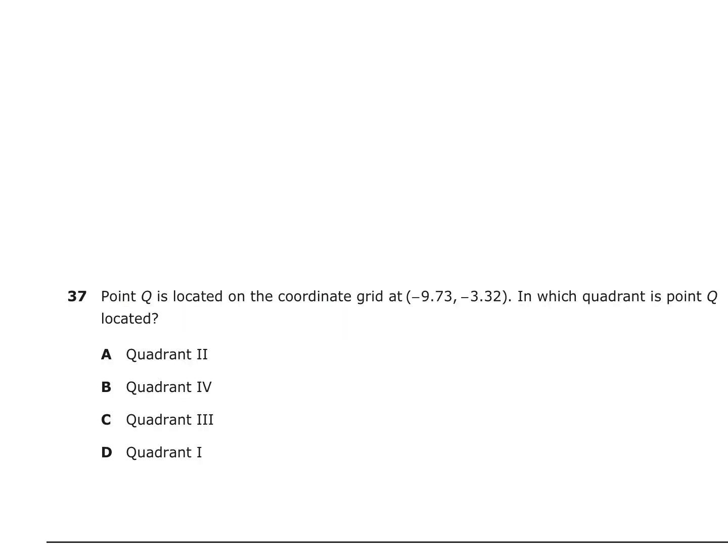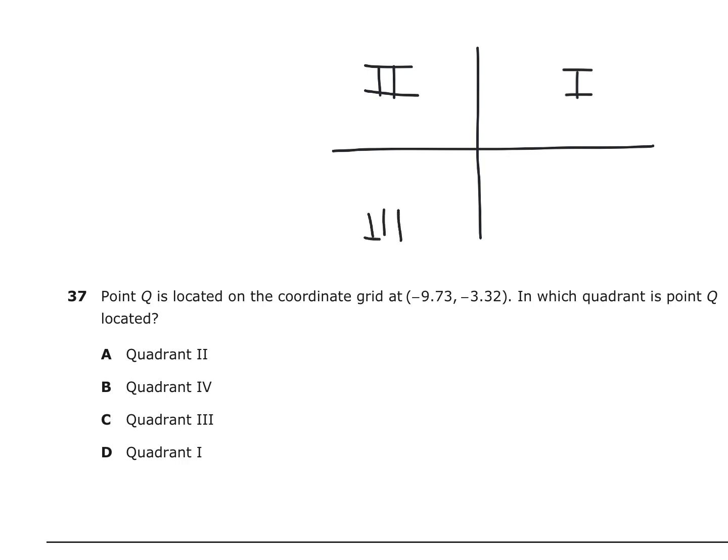Number 37, the point Q is located on the coordinate grid at negative 9.73 and negative 3.32. In which quadrant is point Q located? Quadrant 1, 2, 3, or 4. So let's take a look at the quadrants. And so quadrant 1 is in here. Quadrant 2 is right here. And we go counterclockwise. This would be quadrant 3. And this would be quadrant 4.